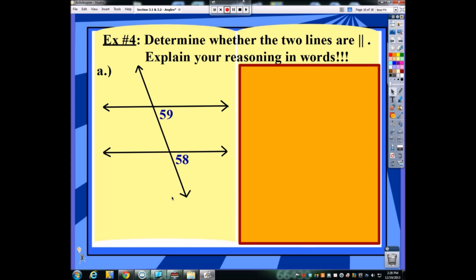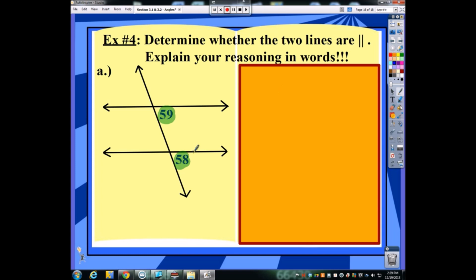So example 4 here, continuing on from the lesson the other day. Determine whether the two lines are parallel. Explain your reasoning in words. All right, so for part A here, we have two angles. We have a 59 and a 58. And the first thing I notice here is that these two angles are corresponding angles. Okay? Now, if corresponding angles are congruent, we've got parallel lines. And I don't have congruent corresponding angles. So I don't have parallel lines.